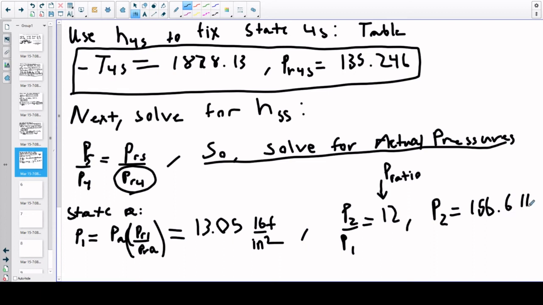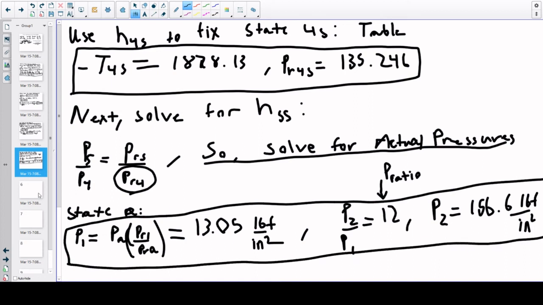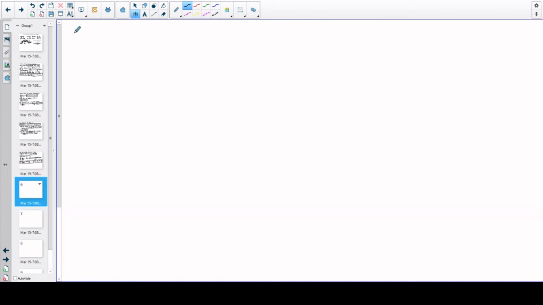So, P2 is equal to 156.6 if you just manipulate that equation. So now we have P2. And now P2 and P3, that is across the combustor, and there's no pressure change across the combustor, so P3 equals P2.